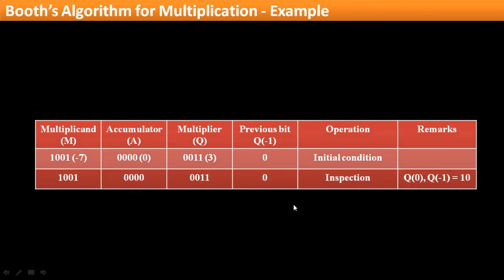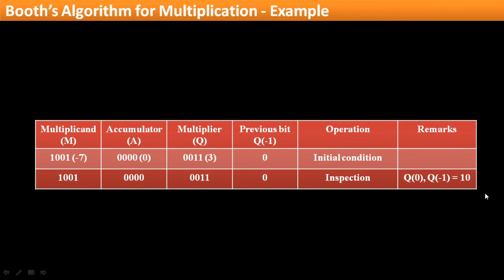Here we will go for the inspection. The first thing we will do is go for Q minus 1. Here we have the bit 0 and Q0. The least significant bit is 1, so the combination is 1 0. So after inspecting the 2 bits, we have to decide what to do.